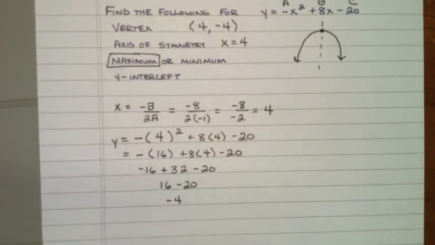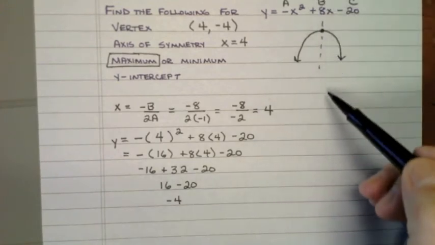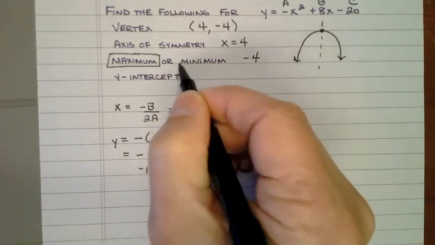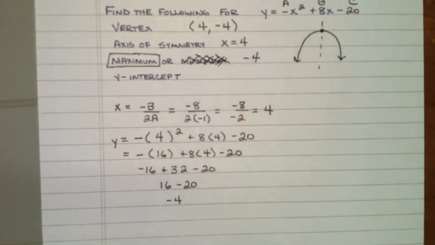What's the maximum going to be? The maximum is going to indicate along the y-axis. The maximum is negative 4. So this does not have a minimum. The maximum is negative 4.